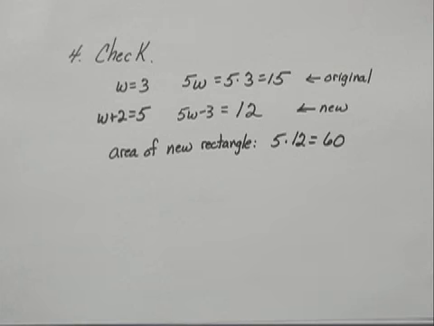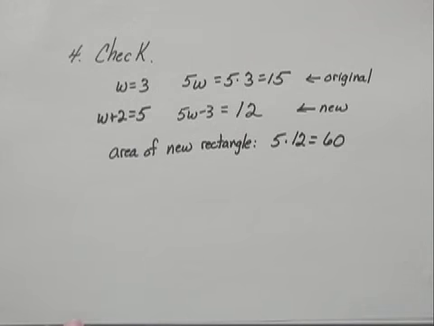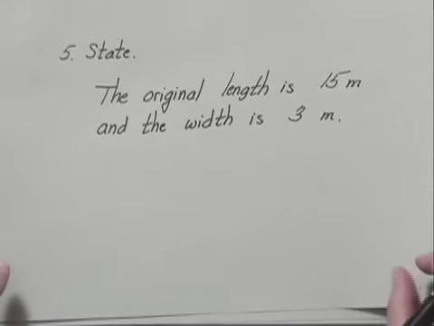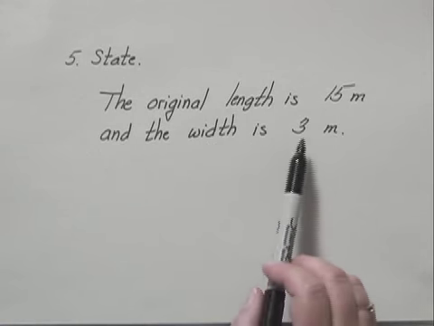So we can state then, and we're asked for the original length and width. So the original width is 3, the original length is 15. So I state that the original length is 15 meters and the original width is 3 meters.